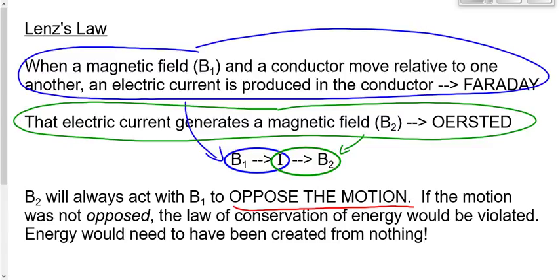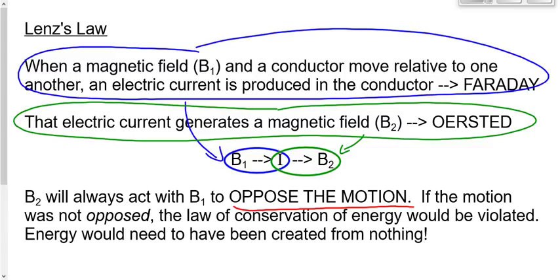What have we just done? We just created energy from nothing. We just violated the law of conservation of energy. We know there has to be a force, and it can't be a force that helps it along, otherwise you'd be creating energy from nothing. So therefore, the only other option is that it's got to be an opposing force.